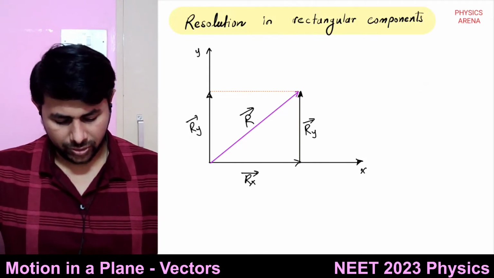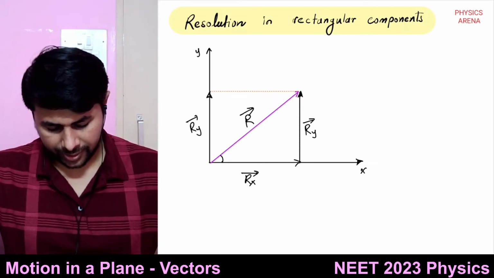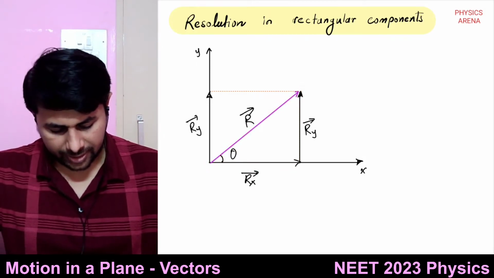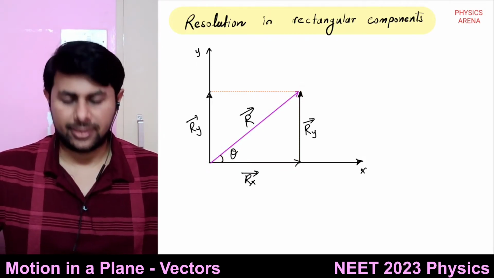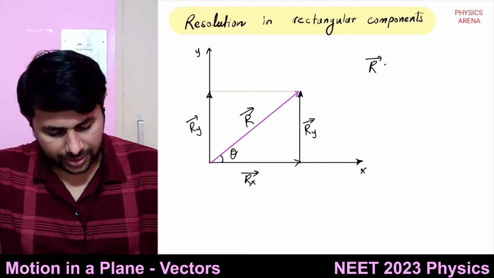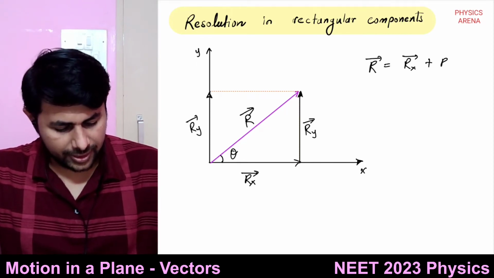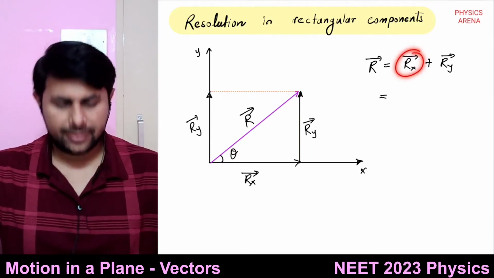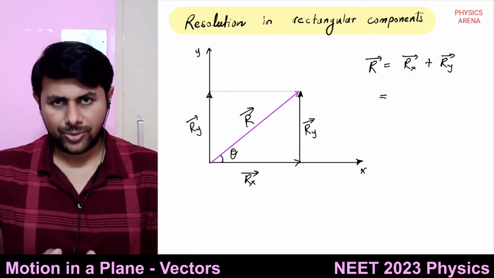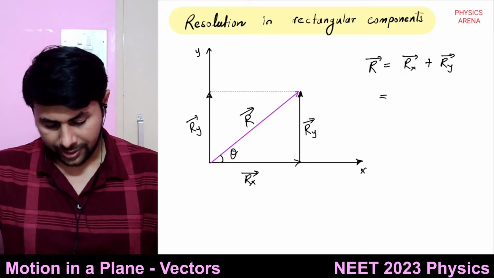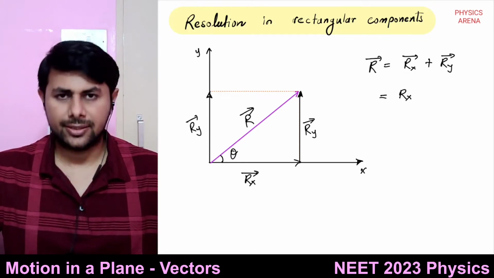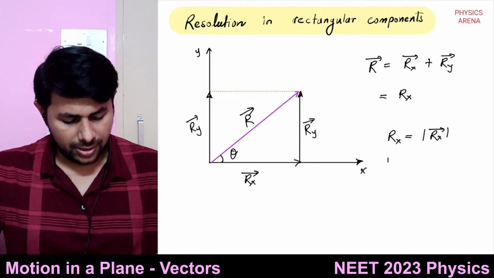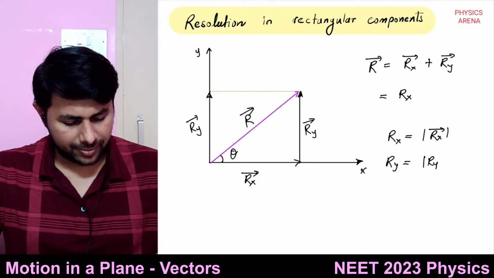So now there would be some angle between a component along x-axis and this vector. That angle is supposed theta. So how do I find that theta? So now I can write R bar is equal to Rx bar plus Ry bar. Then I can write any vector as the magnitude of the vector multiplied by the unit vector in that direction. So Rx is the magnitude of Rx bar. Ry is the magnitude of Ry bar.